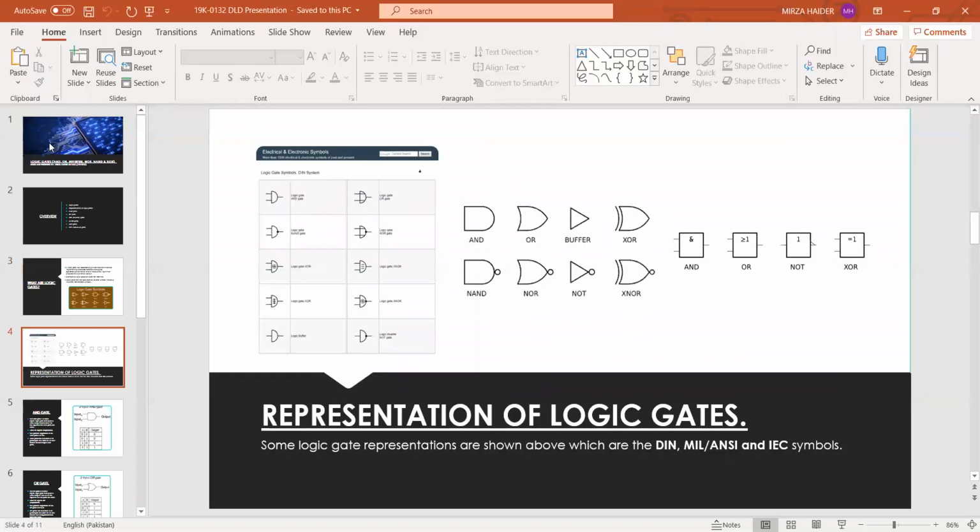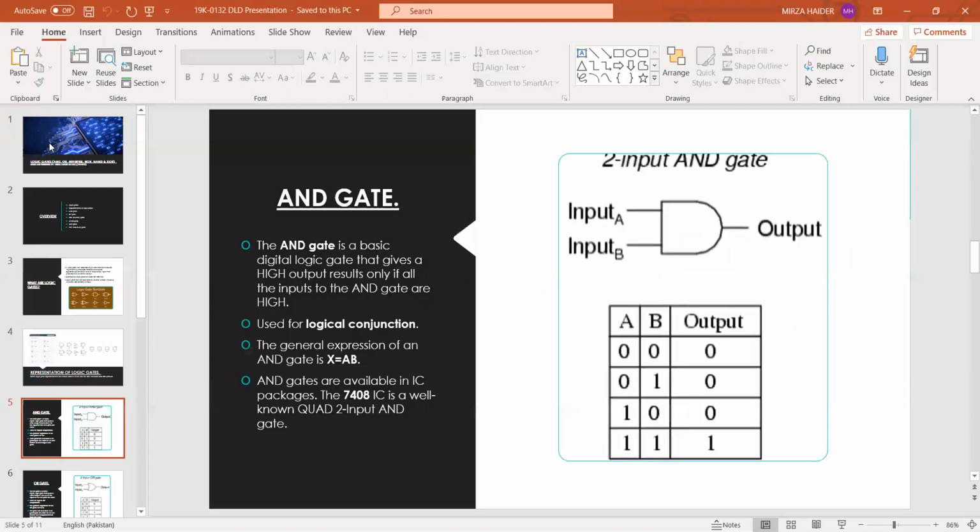The next thing that we're going to cover is the representation of these logic gates. Some logic gate representations are shown above, which are the DIN, MIL, and IEC symbols. At the leftmost side, you can see the DIN symbols. In the middle, you have the MIL symbols, and to our right, we have our IEC symbols. But the ones that we normally use in our course are the MIL symbols, while also sometimes utilizing the IEC symbols. Now let us move on towards the actual gates.